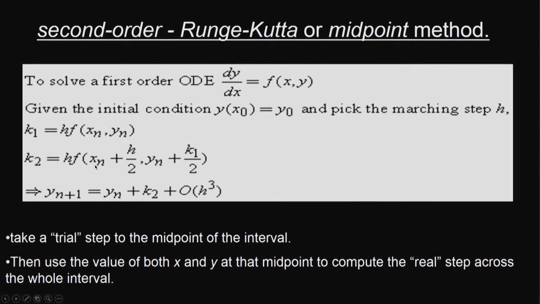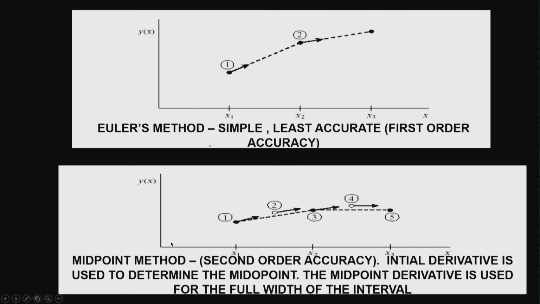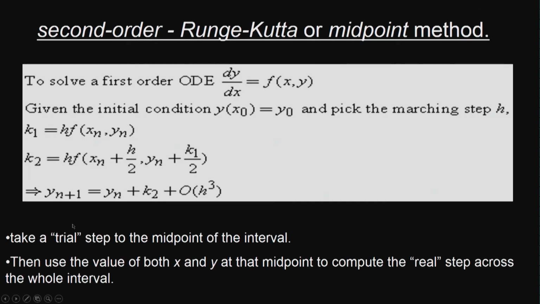As you can see, you calculate the slope at xn plus h by 2, yn plus k1 by 2, and then make use of it to calculate the yn plus 1 value. That is called taking a trial step, and then determining from there, which is called the midpoint method. So, this is called a second order Runge-Kutta method, and the error is of the order of h cube, which is good.